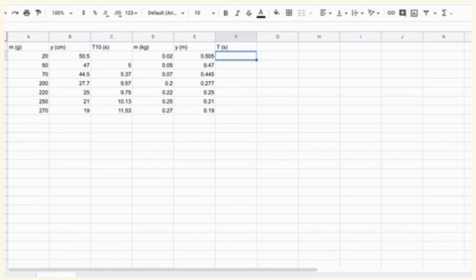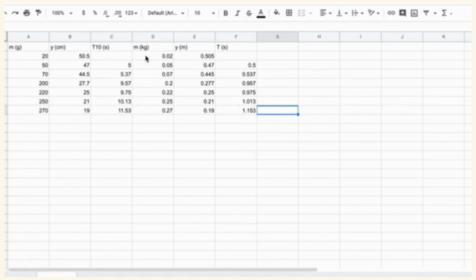And then finally, I need the period in seconds. I recorded the period for 10 oscillations, so that's going to be equal to this divided by 10. And then copy that down. Okay, so now let's go ahead and make a graph for this first thing.